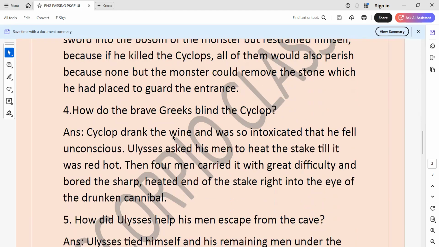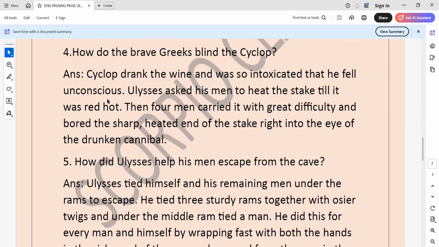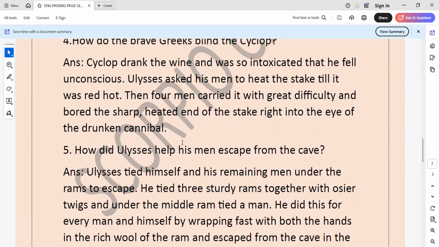Next question. How do the brave Greeks blind the Cyclops? Answer, Cyclops drank the wine and was so intoxicated that he fell unconscious. Ulysses asked his men to heat the stake till it was red hot. Then 4 men carried it with great difficulty and bored the sharp, heated end of the stake right into the eye of the drunken cannibal.